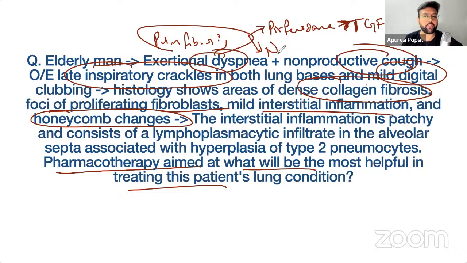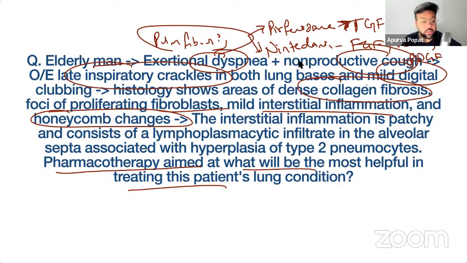And we also have nintedanib. Okay, nintedanib targets what? Any FGF? Perfect. It can target FGF, it can target VEGF, and it can target platelet derived growth factor. So you can inhibit all those factors, so you prevent laying down of collagen. So you can give pirfenidone or nintedanib.